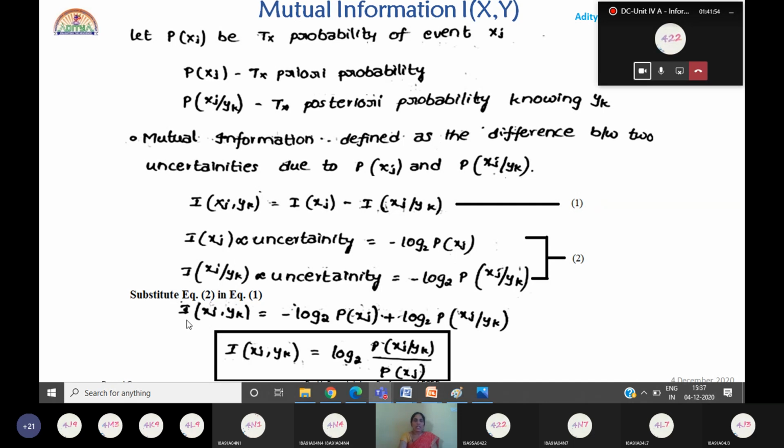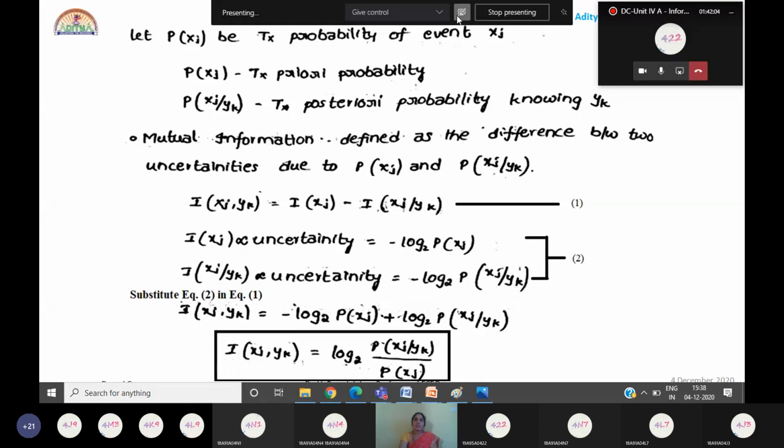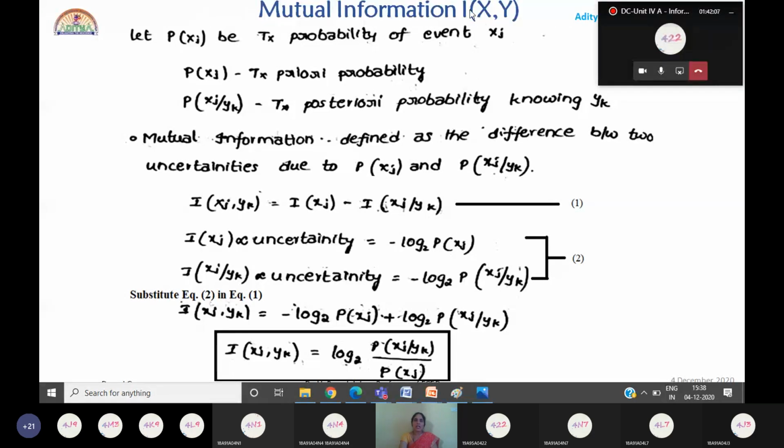Now, what is I of xj comma yk? Please observe that this is not I of xy, this is I of xj comma yk. The thing shown here is not the overall mutual information. This is due to the events of xj and yk. The average of all the values gives you the overall mutual information I of capital X comma capital Y.